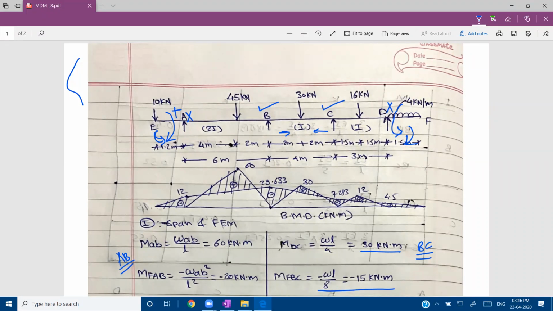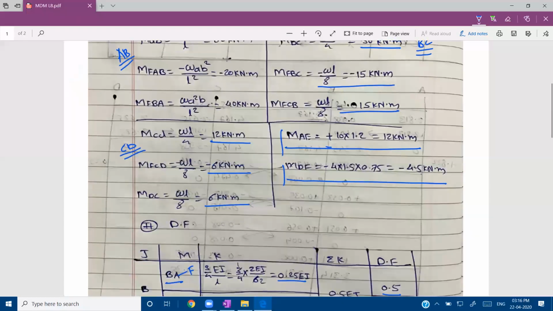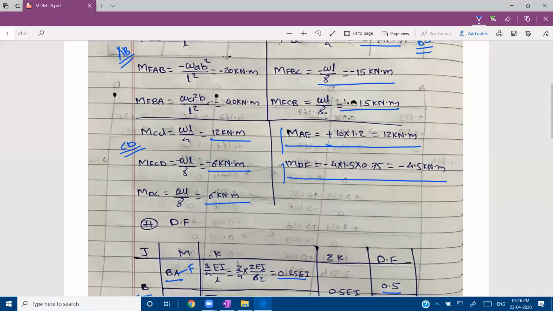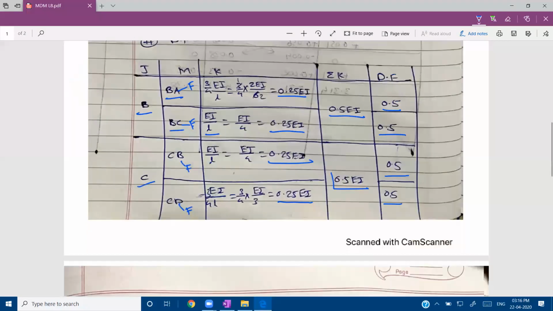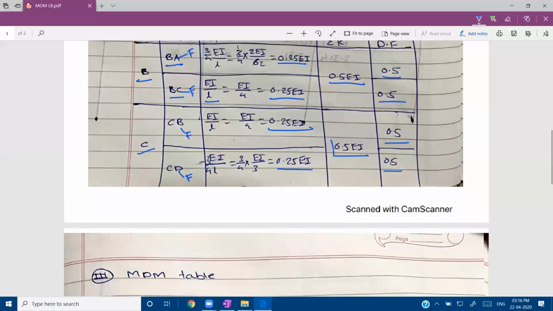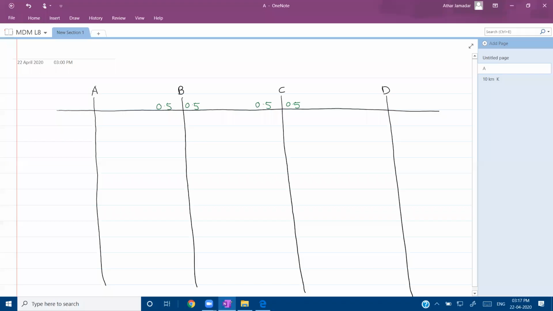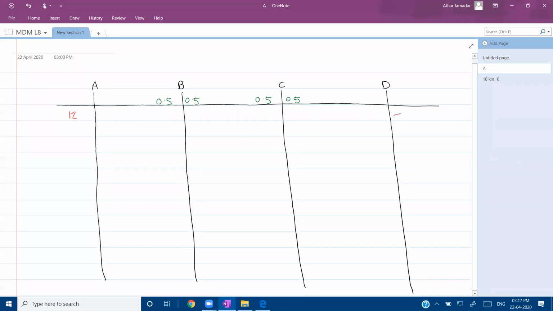So we are having two overhanging supports. First is support A, next is support D, and at support A there is an overhanging moment of 12 kilonewton meter acting on the left side of A, whereas at support D on the right side of D there is a moment of minus 4.5 kilonewton meter acting. So here on the left side of A there is a moment of 12 kilonewton, and on the right side of D there is a moment of minus 4.5 kilonewton. So these are overhanging moments.